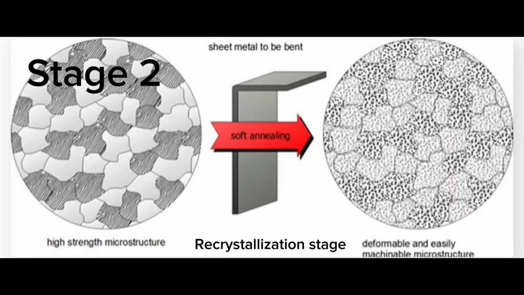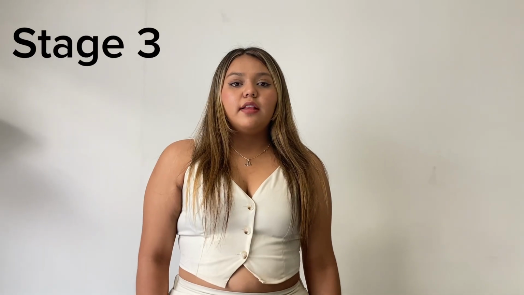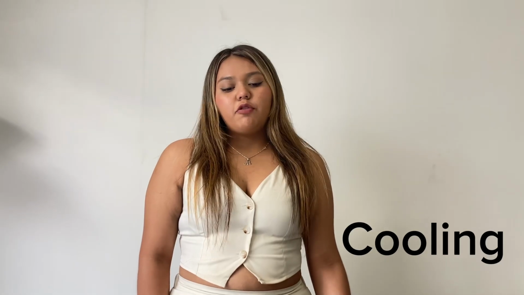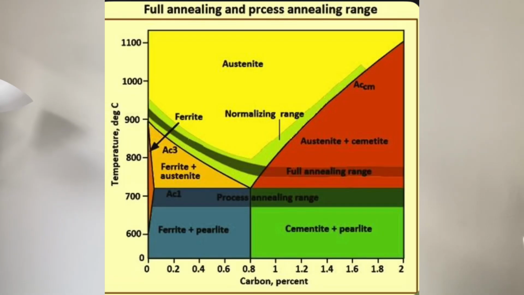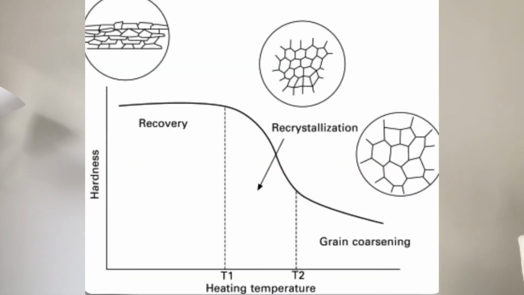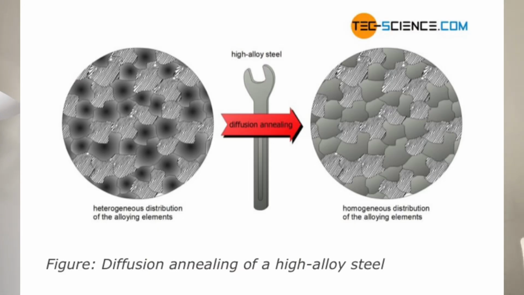In the recrystallization stage, the material is kept hot for the necessary time to form new grains, further reducing the dislocation and softening it. This can take from 13 minutes to several hours depending on the material. In the cooling stage, the material is cooled, usually in the furnace, to improve its ductility and strength. There are several types of annealing such as full annealing, recrystallization annealing, stress relief annealing, isothermal annealing, and diffusion annealing.